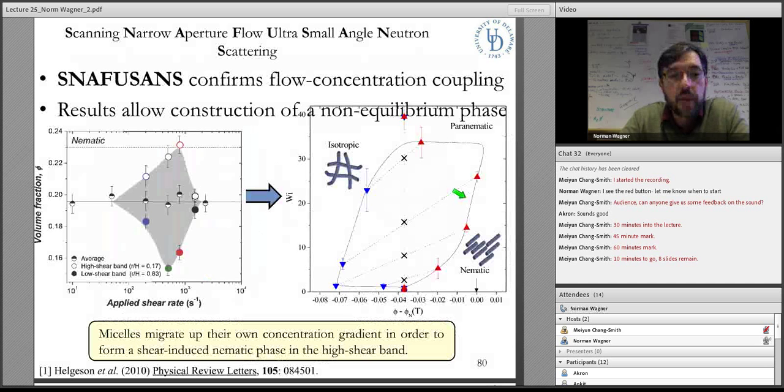So SNAFU-SANS then allows us to essentially put the tie lines in the phase diagram. We had these state points, and now we know that the paranematic is at a high concentration, and the isotropic phase that it's in equilibrium with is at a low concentration. At a low shear rate is the isotropic, at a high shear rate the paranematic, and we now have the tie lines in between. So it's essentially a full non-equilibrium phase diagram. And again, you can read more about that in the papers that I've cited.